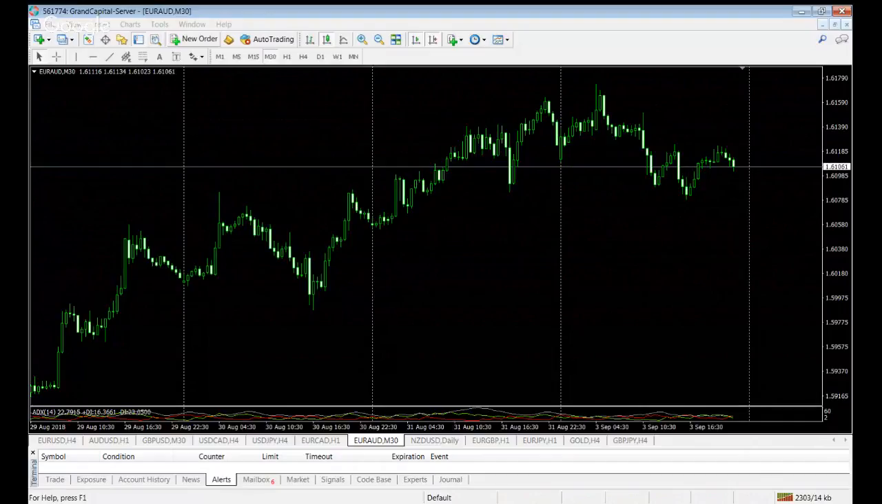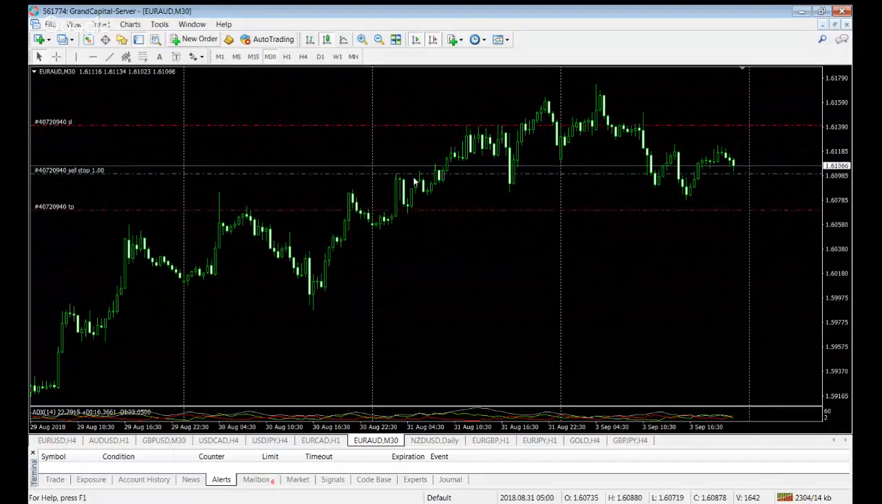So there it is. Let me place this order. Now this order has been placed. Buy limit. You can see the price is below it.